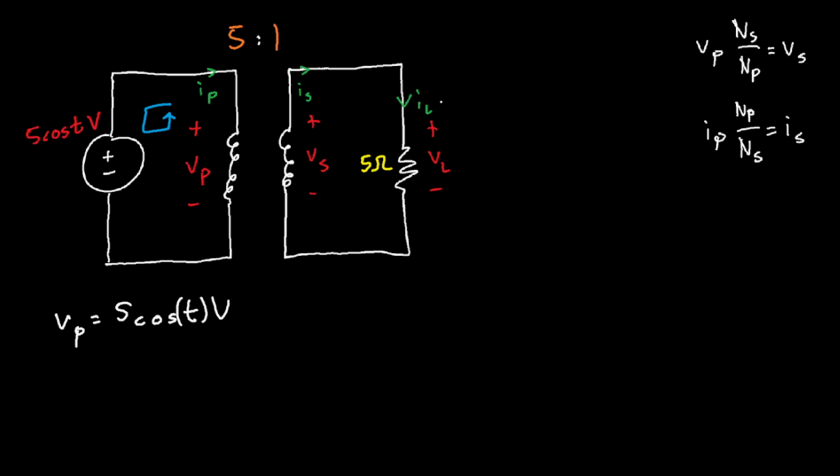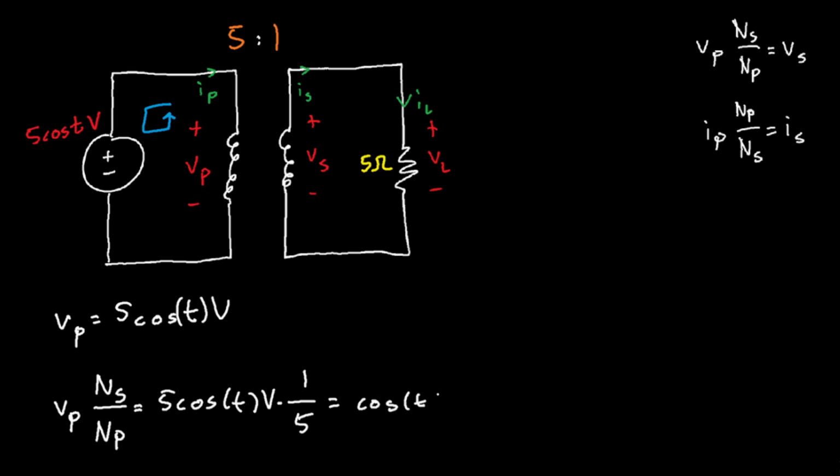V of P times N of S over N of P is equal to V of S. If we plug in all the numbers that we know, we have 5 cosine of T volts times N of S over N of P. N of S is 1, right? And N of P is 5. So it's just 5 cosine of T volts times 1/5, and this just becomes 1 cosine of T volts.